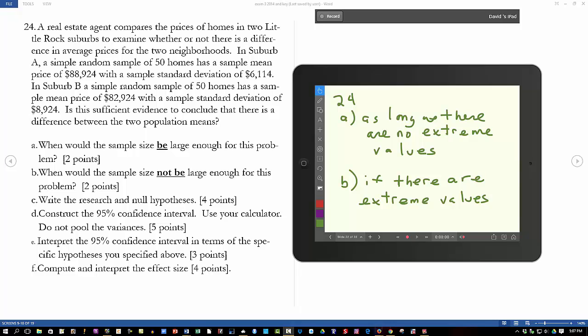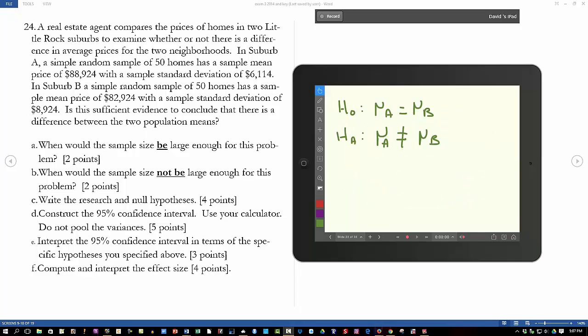The hypotheses, the null and research or alternative hypotheses, it says, can we conclude that there's a difference between the two population means? Of course, the null hypothesis will be that the two population means are the same, equal, and the alternative will be mu A not equal to mu B. I'm going to go ahead and remind you here that it's worth noting, I think, that mu A minus mu B equal to 0 is an alternative way to state the null hypothesis.